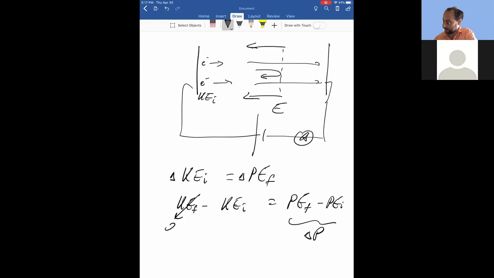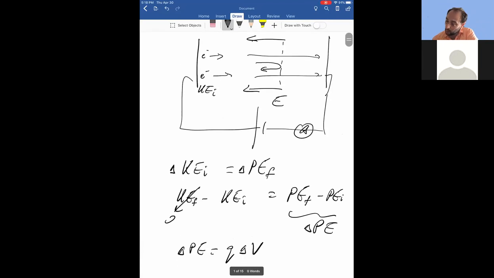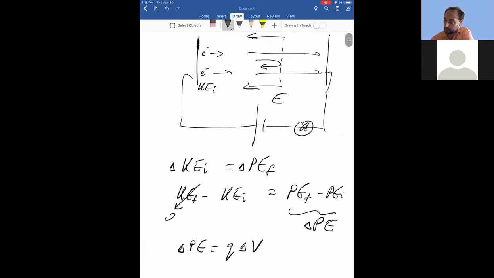Now, what is the change in potential energy? Change in what kind of potential energy? Electrostatic, electric potential energy. And if I apply a voltage difference between the two plates, how do you relate potential energy to potential? Well, you should know this, right? Change in potential energy equals charge times the change in the voltage. The question is, what's the voltage difference between the starting point and the point where they turn around? We know the voltage difference between the two plates, but what's the voltage difference between this point and this point?